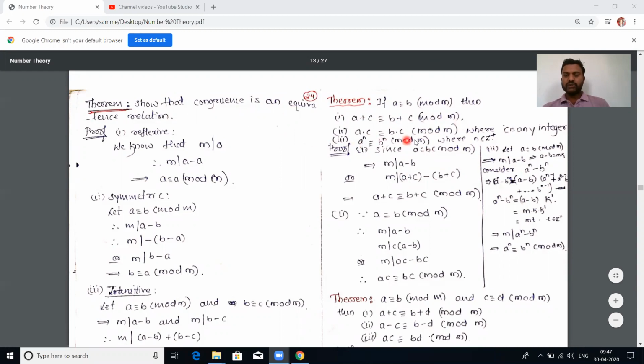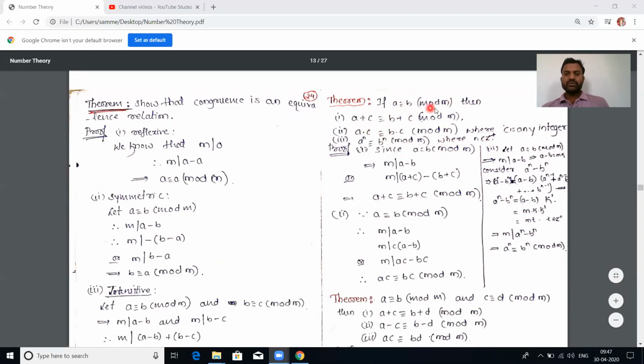a into c is congruent to b into c mod m, where c is any integer. a raised to n is congruent to b raised to n mod m, where n belongs to z plus. What is the first property here? If a is congruent to b mod m and c is any number, you can add that number on both sides, and the congruence remains the same.